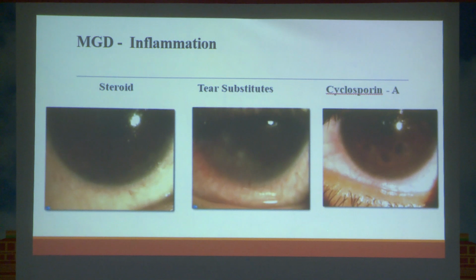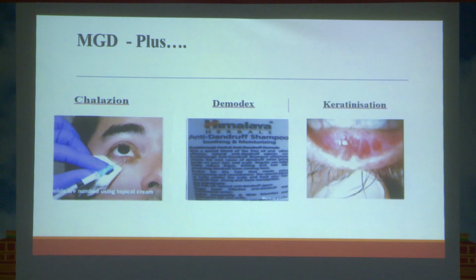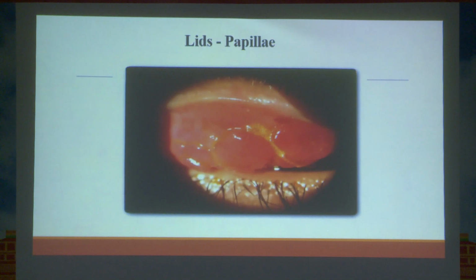So if we do not use these drugs, the condition will deteriorate and corneal scarring, as you see in the last stage, can be there. So we should avoid these. Plus disease, chalazion has to be treated, Demodex with these treatments, and keratinization is also there, which can be treated initially with topical retinoic acid or even mucous membrane grafting may be needed.